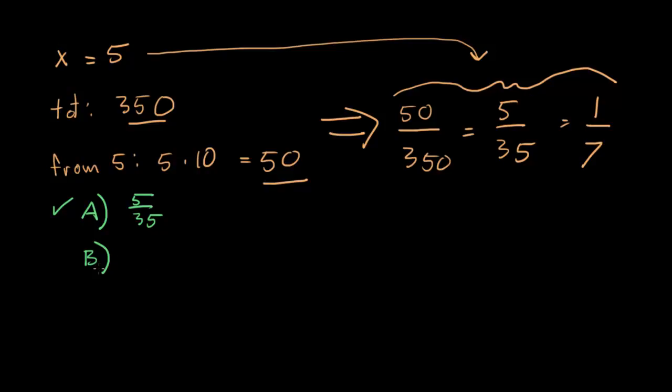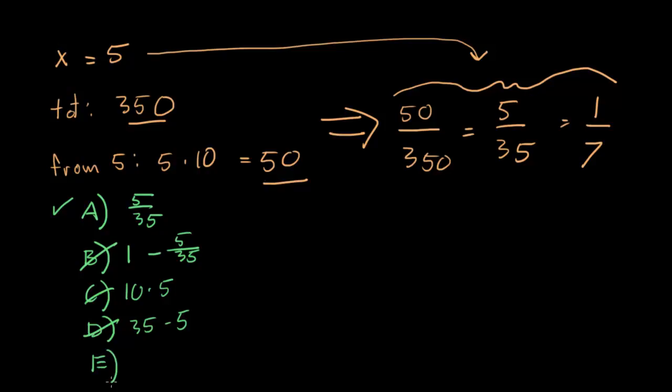Answer choice B, 1 minus 5 over 35. That is definitely not going to lead to 5 over 35. B is not our answer. C, 10 times 5 is far too big. C's not it. D, 35 minus 5 is 30, and that is not what we're looking for. D's not it. And then E is also far too big. 350 minus 10 times 5 minus 50. In any case, not going to be 5 over 35. E is not our answer. The only one that matches is A, so we know to click that.